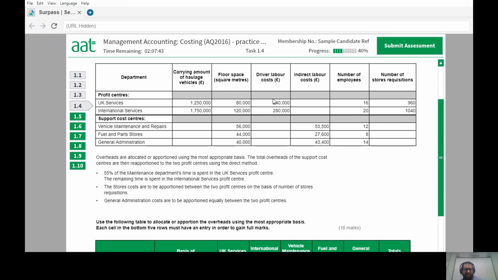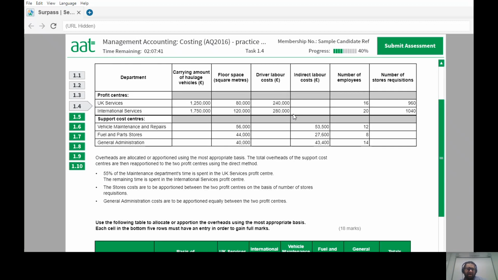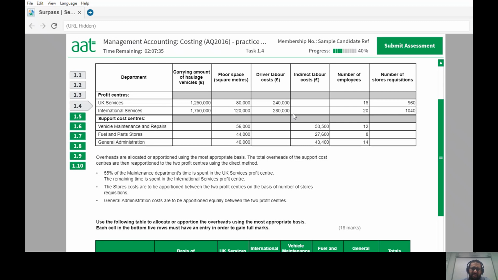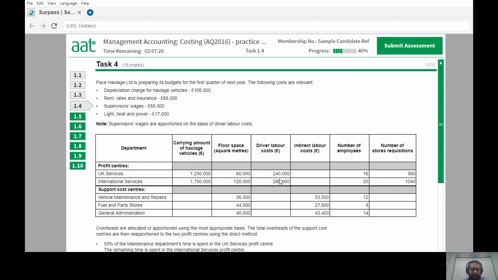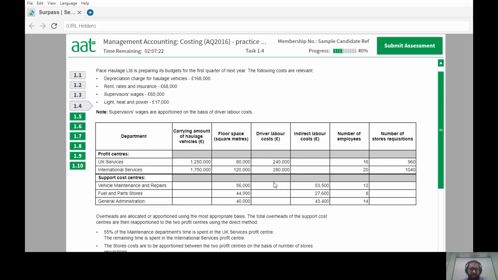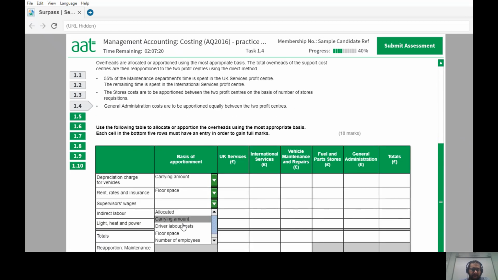Can I say labor hours? Yeah, because it depends on how the labor hours have been apportioned between those 2. So we know the total cost, which means we'll be able to apportion the supervisors' wages according to the labor hour cost. Okay, so we will use that option here.